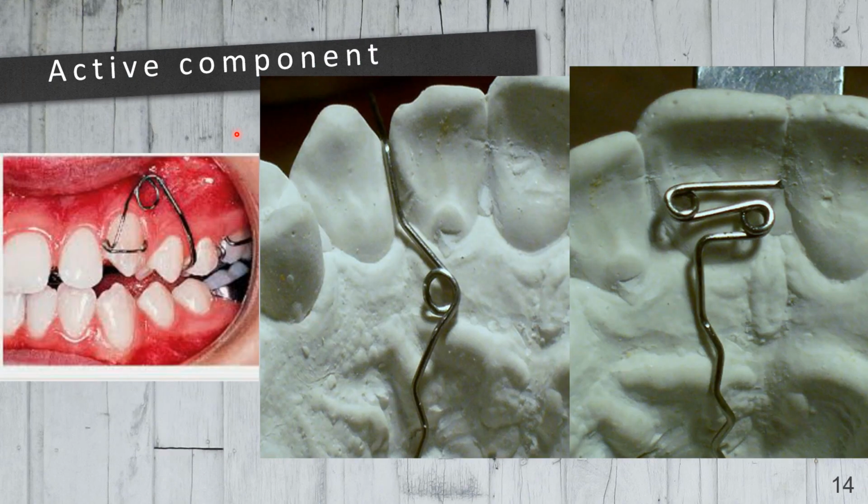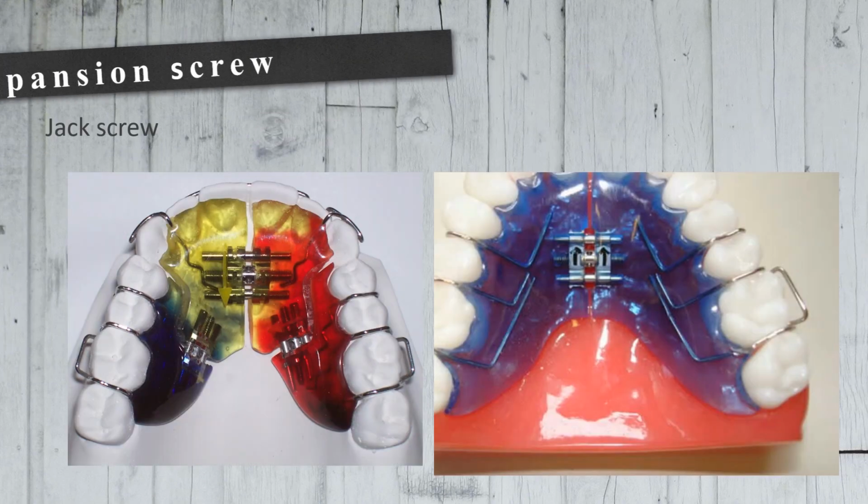This is an example of the active components. This is the Z spring, which produces labial tooth movement, the finger spring that produces mesial or distal tooth movement, and the buccal canine retractor that produces distal movement of the canine, or retraction of the canine distally.